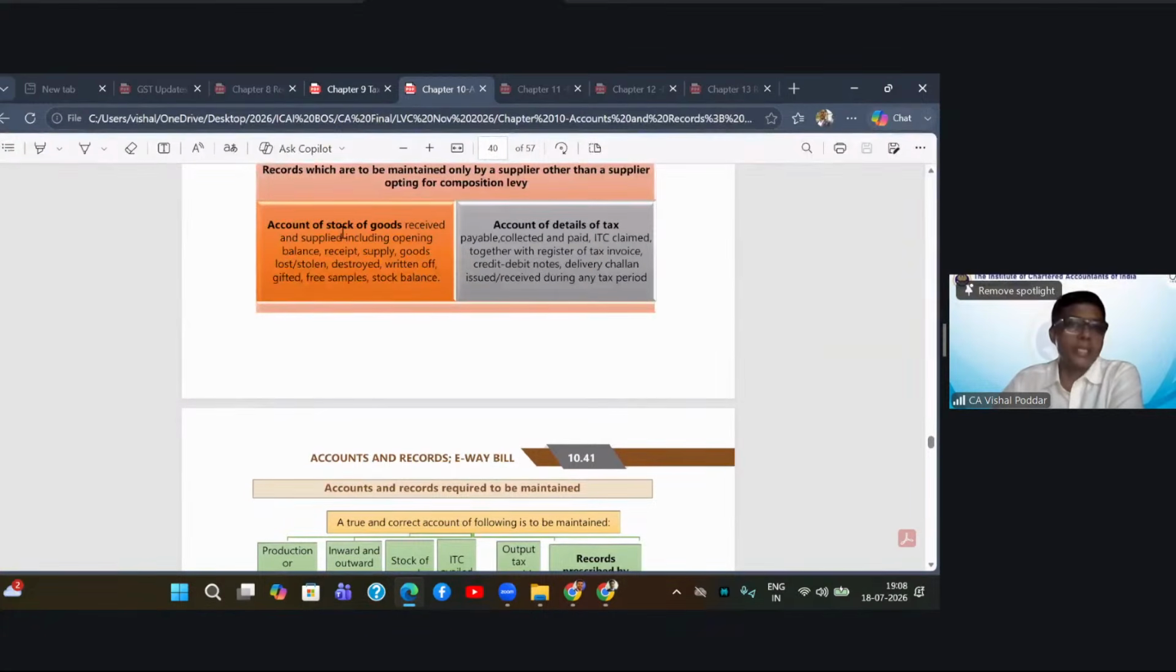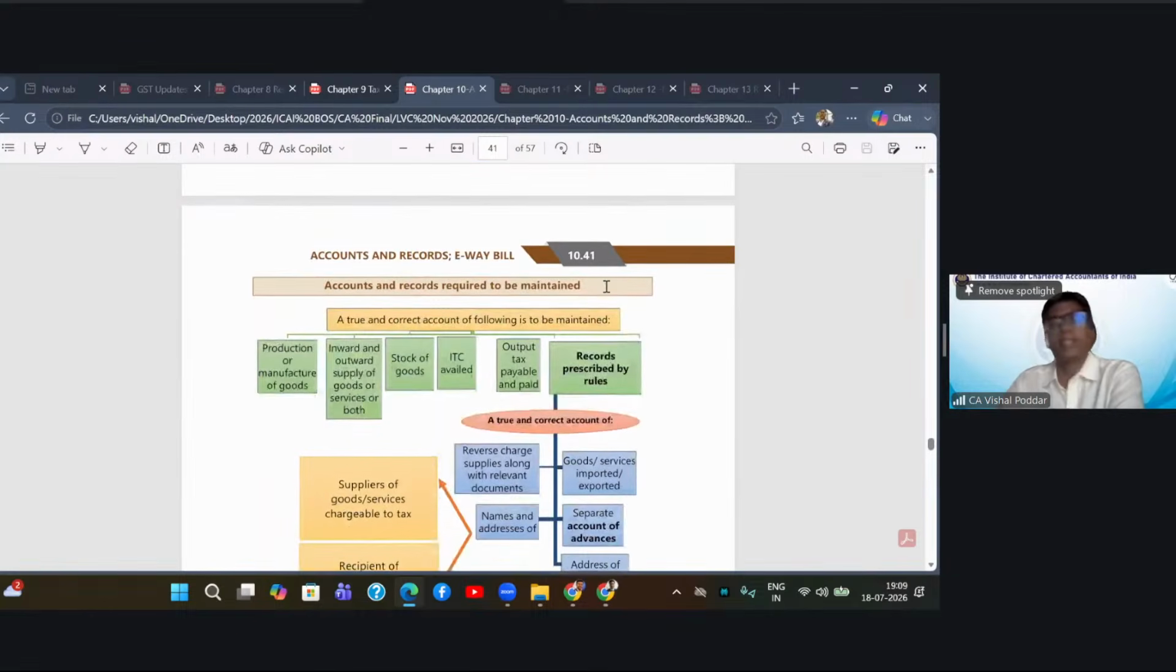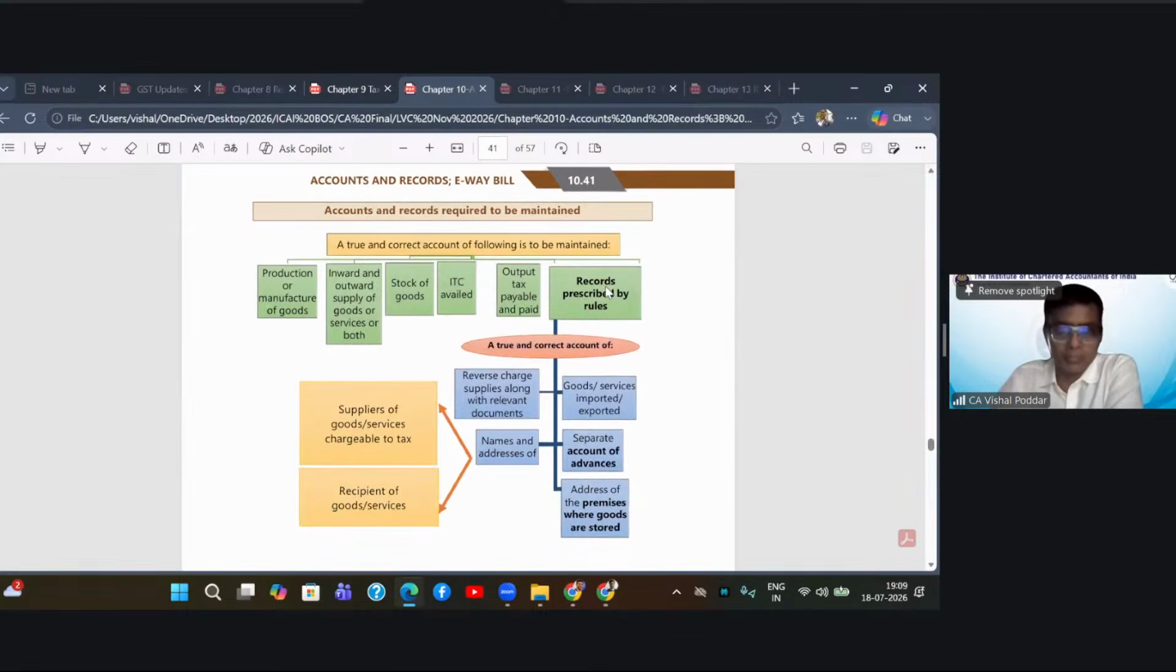Stock details. So your account which will cover stock of goods received, supplied, opening balance, goods stolen, written off, given as gift or free sample, and the balance. Further, details of tax payable, tax collected, tax finally deposited with government, ITC claim, together with the register of the details of all the documents like tax invoice, credit note, debit note, delivery challan, etc.